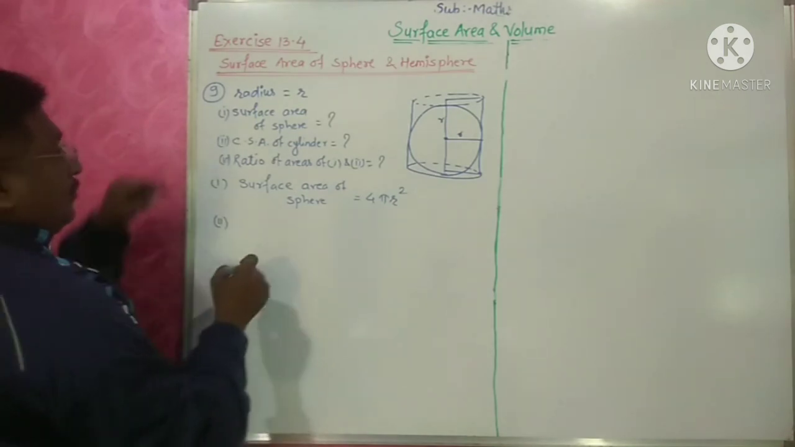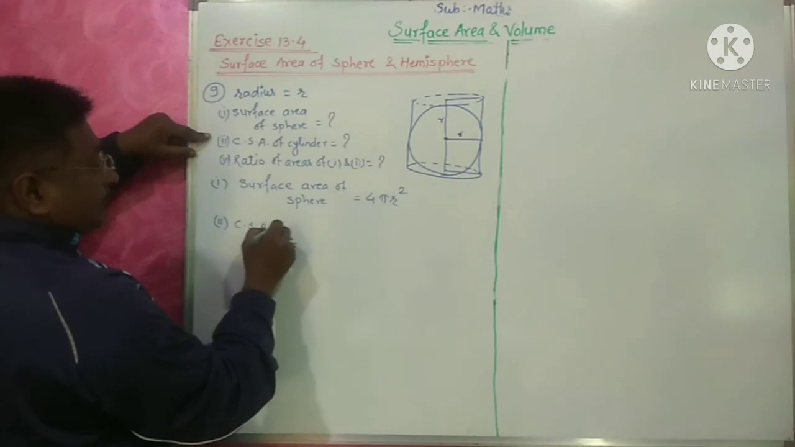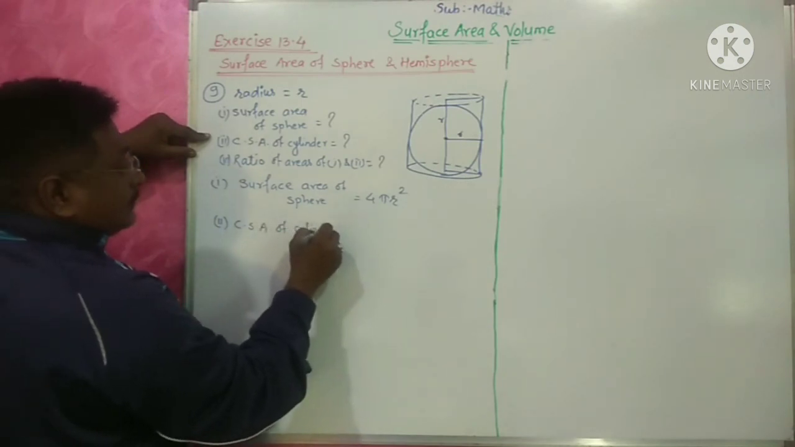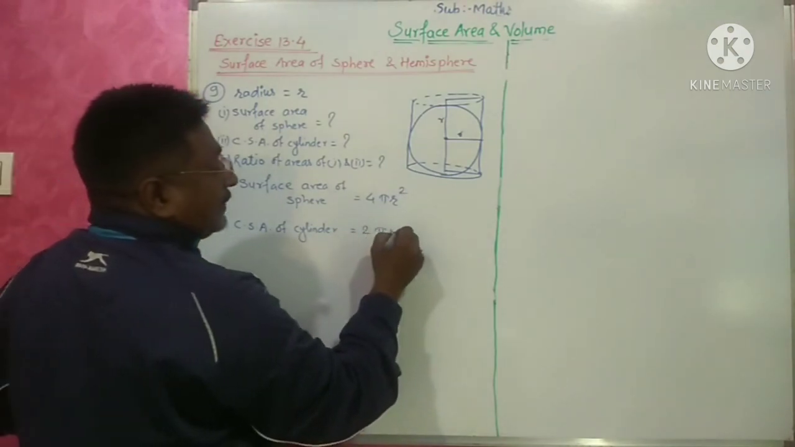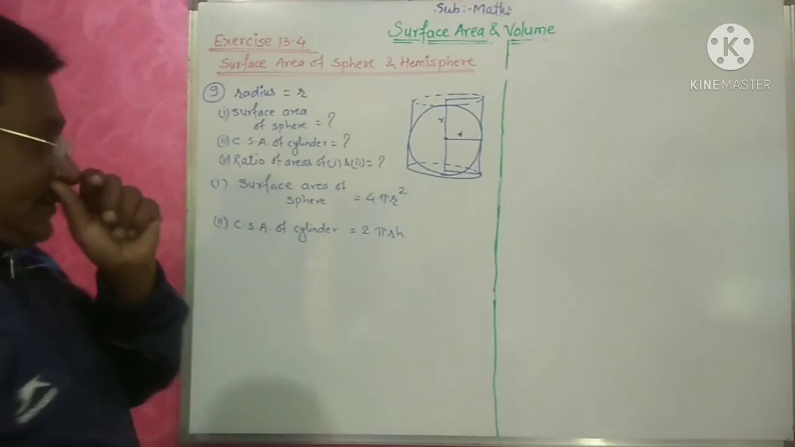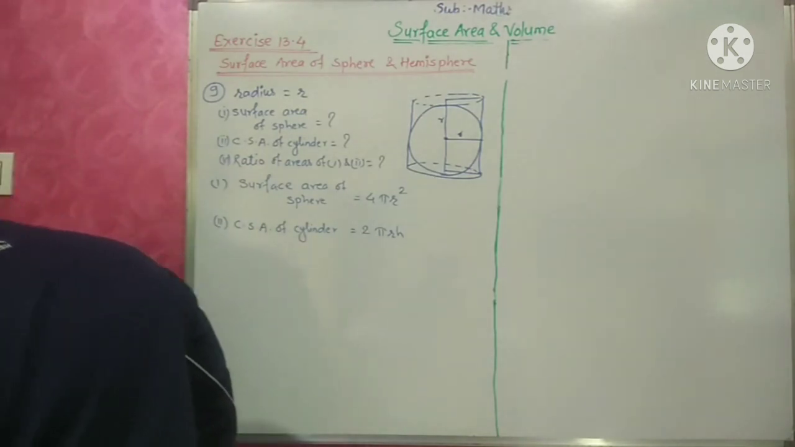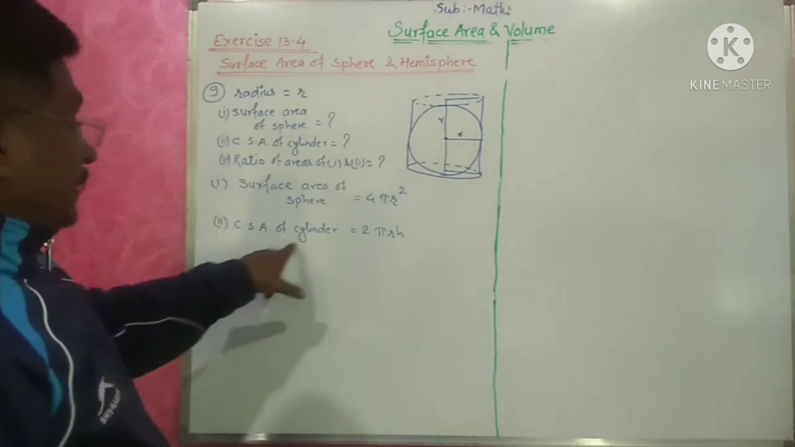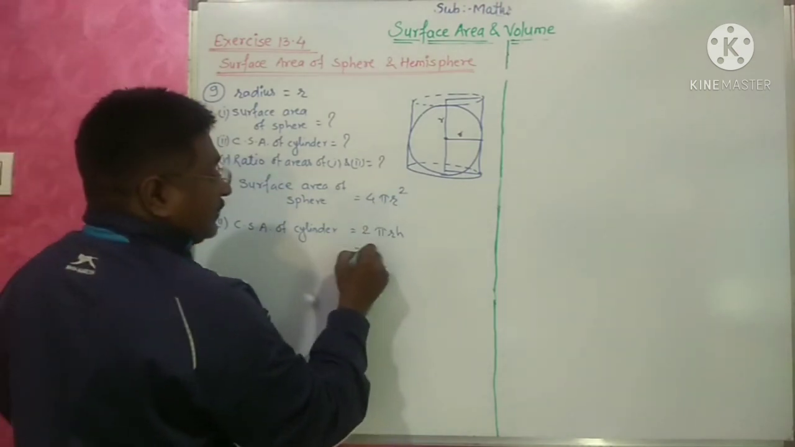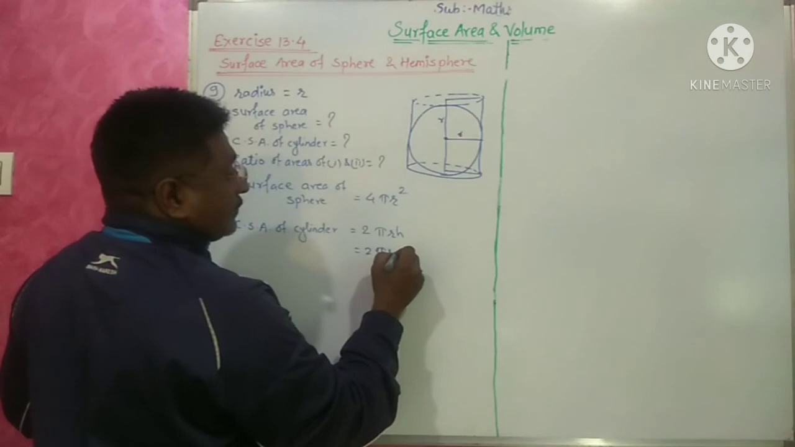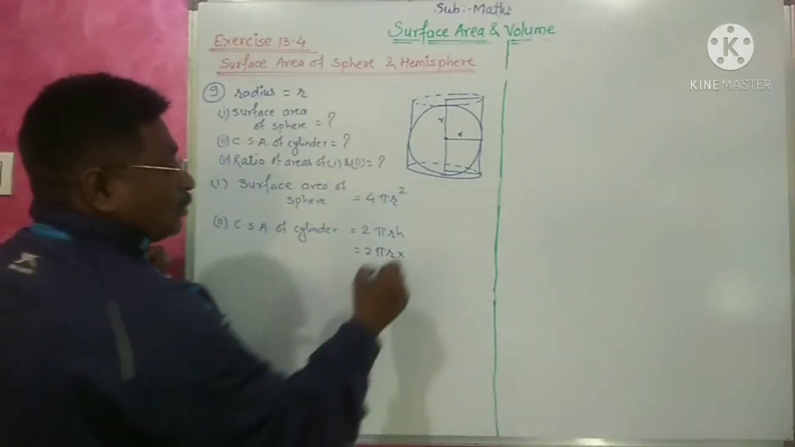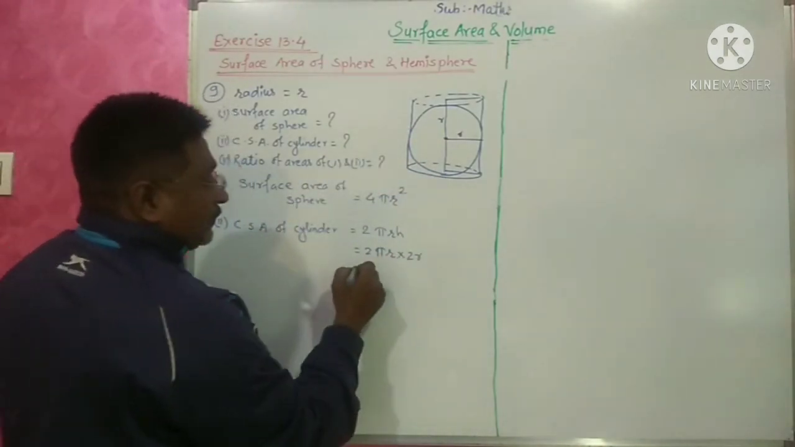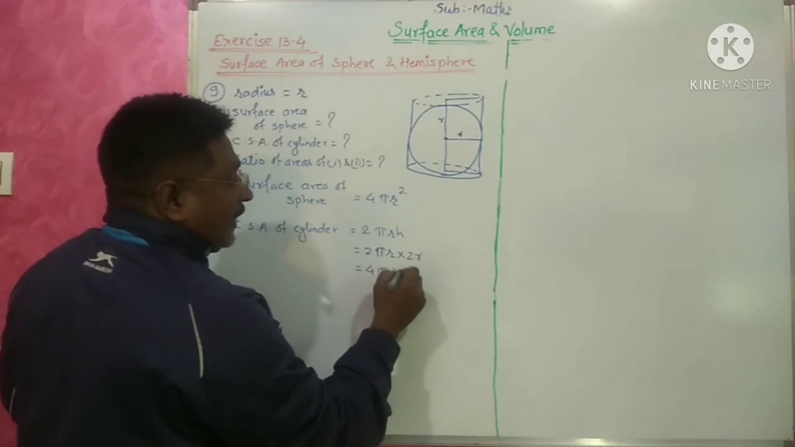Now second, what do they ask? CSA of the cylinder. What is the formula for CSA of a cylinder? 2 pi r h. This is the formula for CSA of a cylinder. So what will we get? 2 pi r into, what is the height of the cylinder? This r and this r means 2r. So we get 4 pi r square.